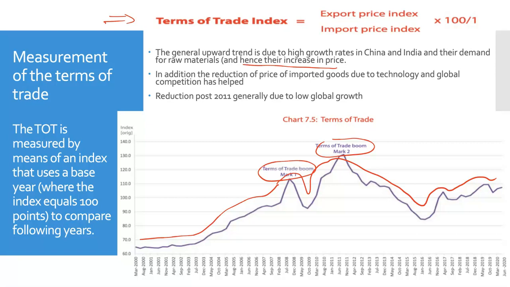Why from 2011, and you can see this is post the boom, have we had a bit of a decrease up until about 2016? This was a period of low international growth, and hence the demand for all of the goods that we try to export was quite subdued.